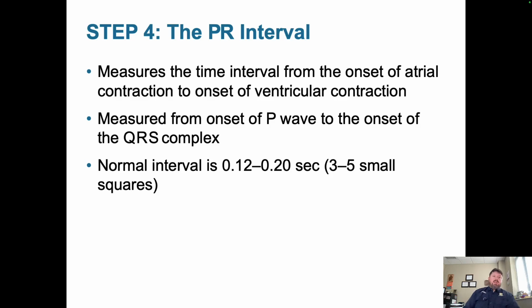So next, as we continue on our steps, we're in step 4. Step 1 was heart rate. Step 2 was rhythm. Step 3 was identifying the P wave. Step 4 is going to be measuring the PR interval. The PR interval measures the time interval from the onset of atrial contraction to the onset of ventricular contraction. There are some variables that go into this, but a normal interval should be 0.12 to 0.20 seconds.